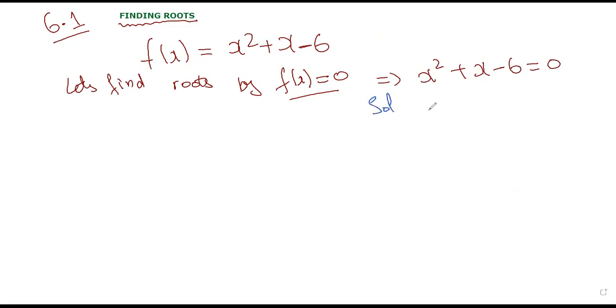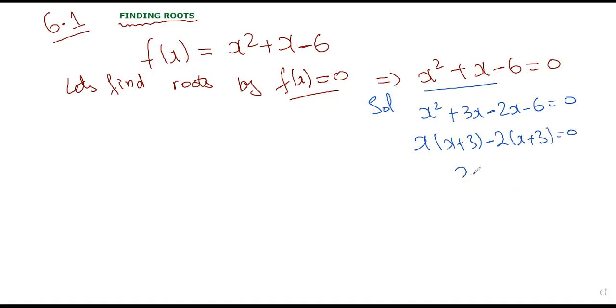By making factors. So I need two numbers such that when I multiply them, I get minus 6, and when I add them, I get 1, the coefficient of x. So what are the two numbers in our case? Minus 2 and 3. Very good. Now I can take x common. I would have x plus 3, minus 2 can be taken common. I will have x plus 3 equals 0. And finally, I have x minus 2 and x plus 3 equals 0. This is x equals 2 and x equals minus 3.